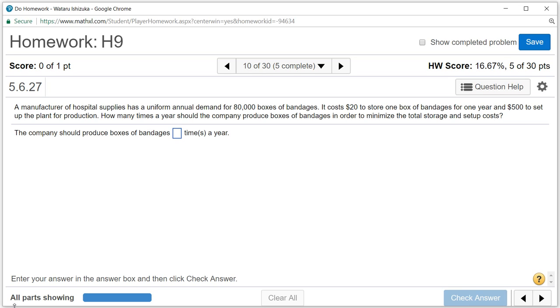All right, let's look at homework 9, problem number 10. It says: the manufacturer of hospital supplies has a uniform annual demand for 80,000 boxes of bandages. It costs $20 to store one box for 1 year, and it costs $500 to set up the plant for production. How many times a year should the company produce boxes of bandages in order to minimize the total storage and setup costs? All right, so let's do that.